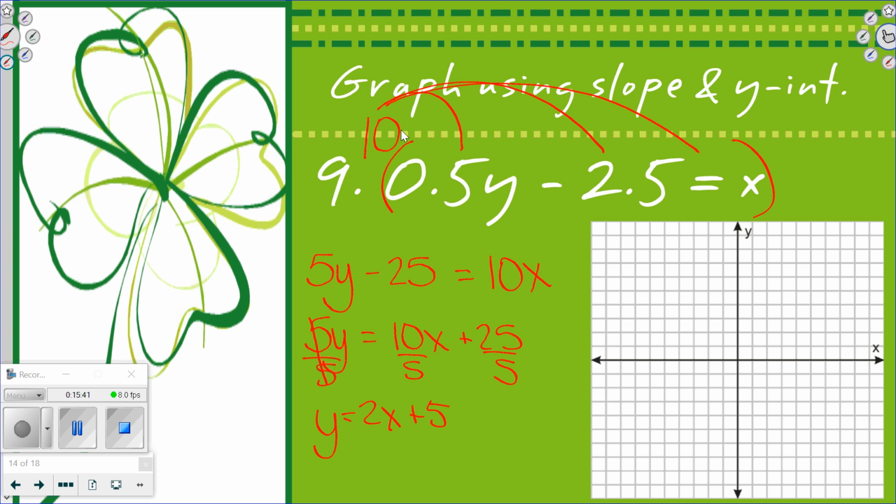Where's your starting point? Where's the first point? 5. I'm going to go up 5. And then my rise over run is 2 over 1. You need that to be a fraction. So from that point, you're going to go up 2 and over 1. Up 2 over 1. Or you could have went down 2 and back 1. Are we doing okay?